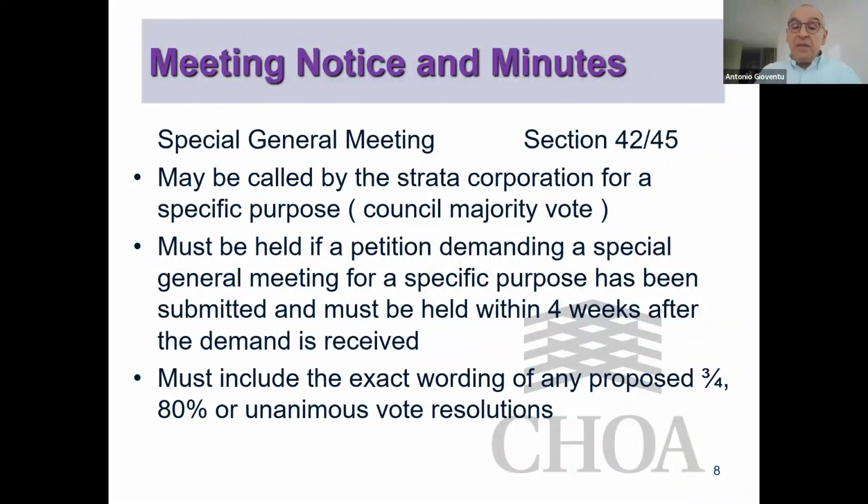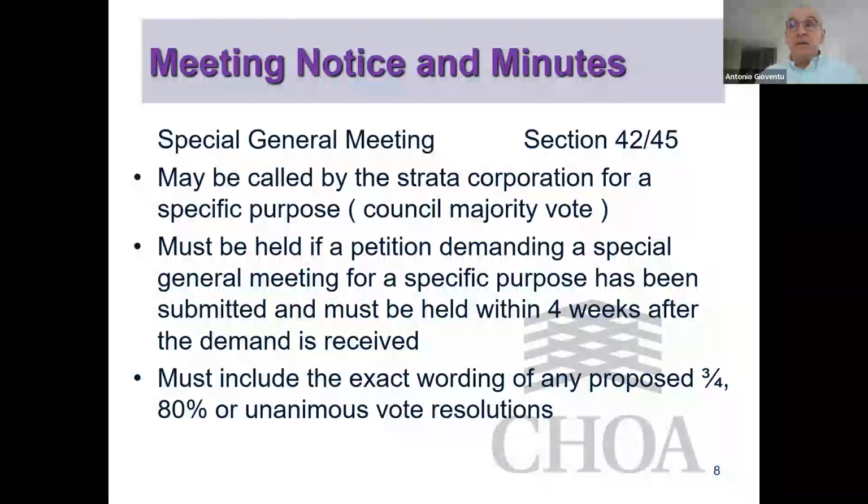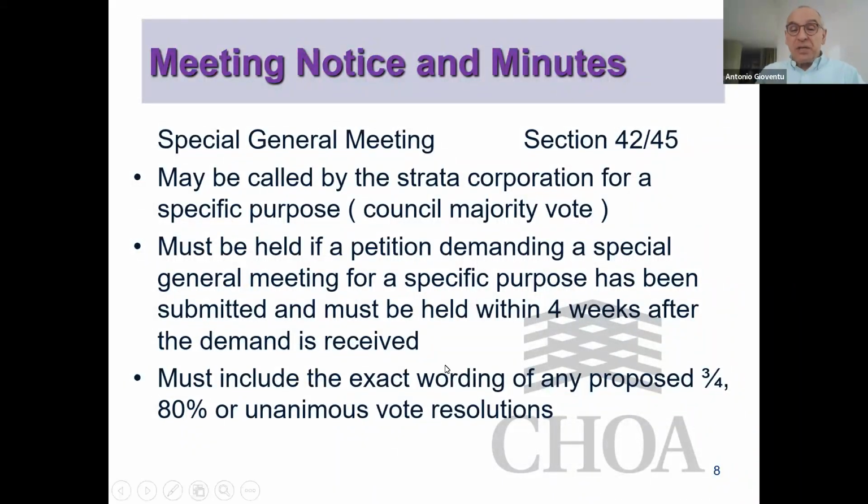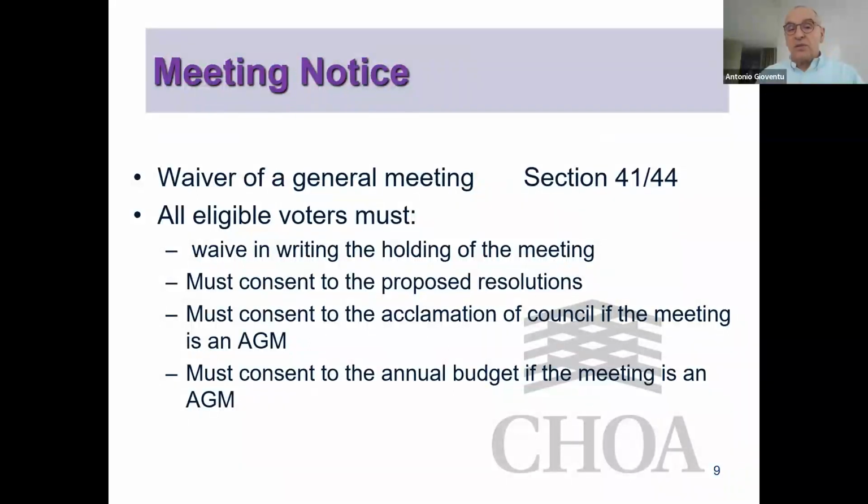However, any of the items that are on the agenda from the petition must be the first items that are added. It doesn't give the president of council authority also to add agenda items. Those would be decisions of council if they were going to add agenda items. And I'm going to reaffirm this several times, but if you have any 3/4, 80%, or unanimous vote resolutions, you absolutely must include the exact wording of those resolutions.